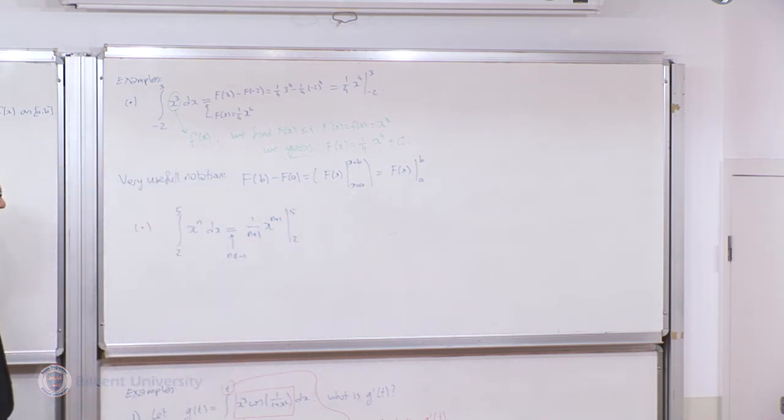So when n is equal to -1, then an antiderivative for 1 over x is logarithm x, and we will formally do it later.